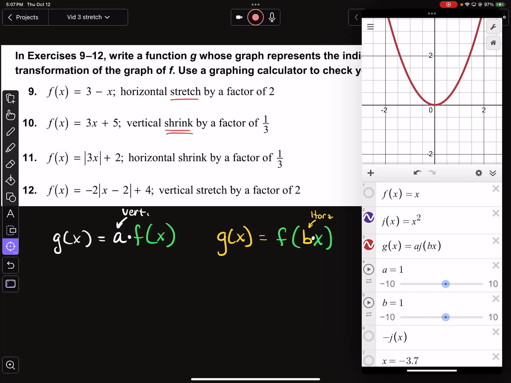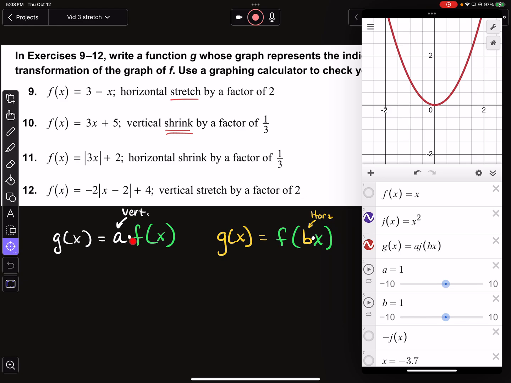So now we're going to talk about horizontal stretches, horizontal shrinks. Now I've got two equations written down here. The first one corresponds to vertical stretches or shrinks, and the second one corresponds to horizontal. So if you put a number out in front of your function and use multiplication to say, hey, I'm going to take the whole function by some number, that's going to make it taller or stretch vertically or shrink vertically.